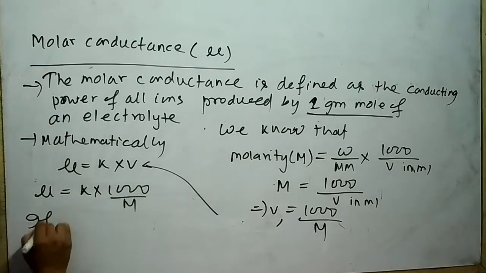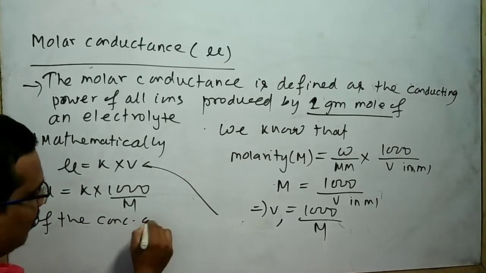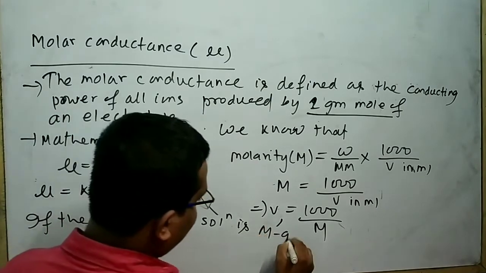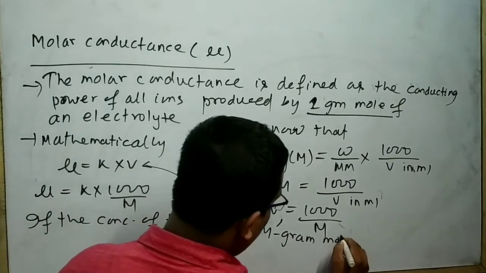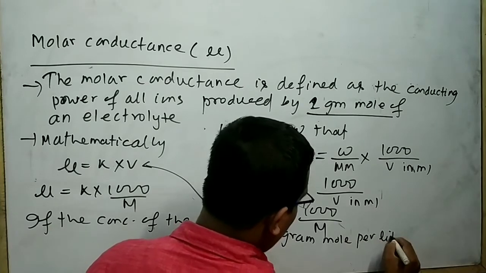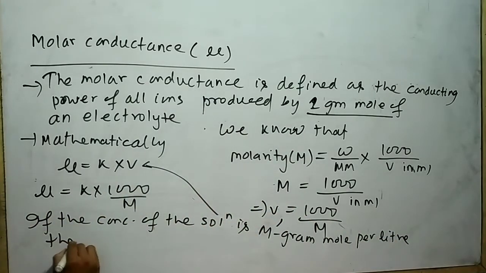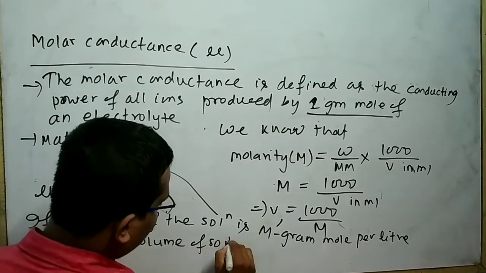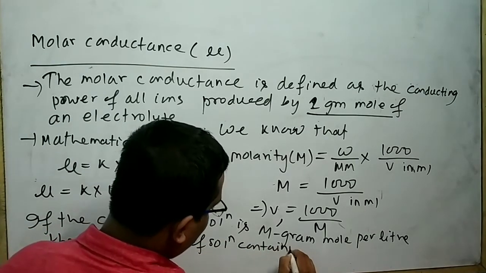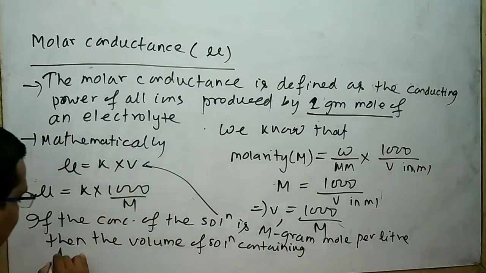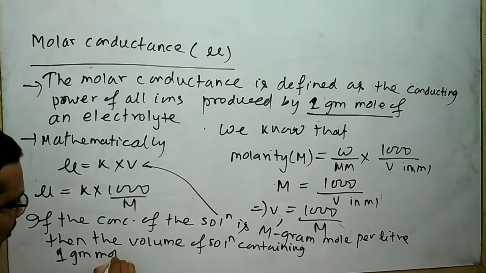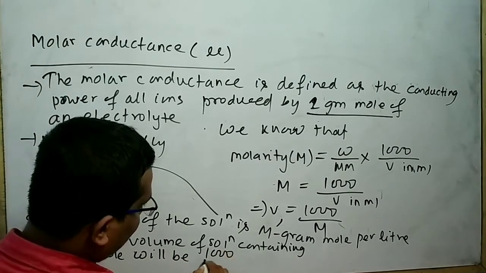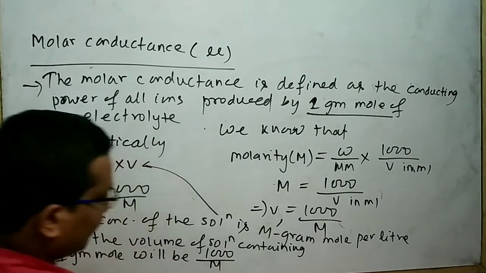So I can write, if the concentration of the solution is M gram mole per liter, then the volume of the solution containing 1 gram mole will be 1000 by M.